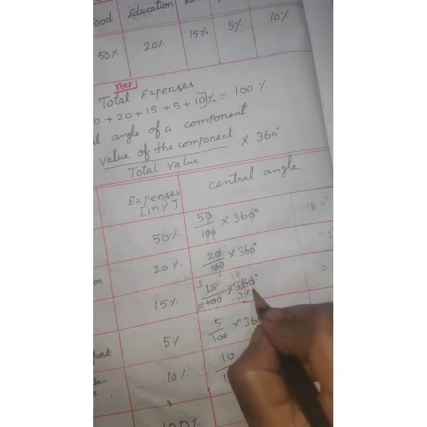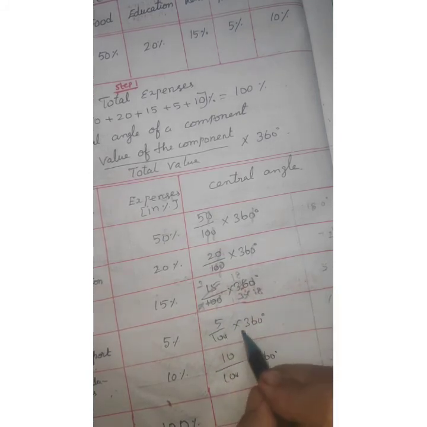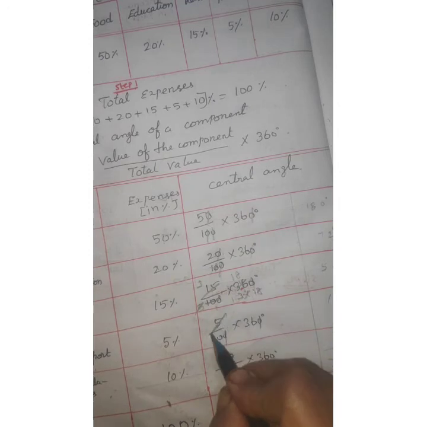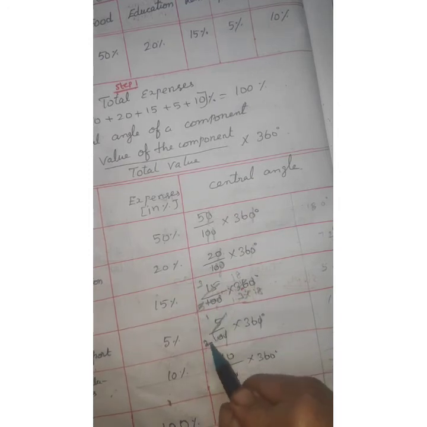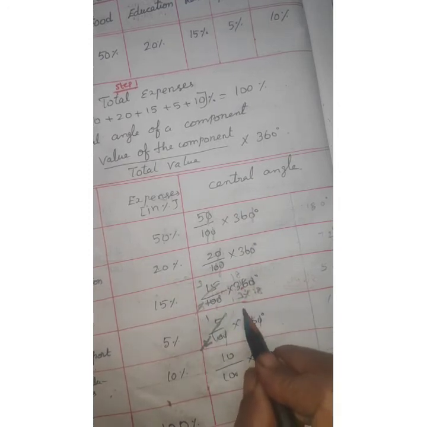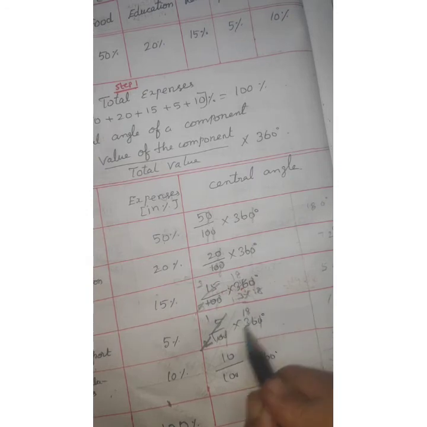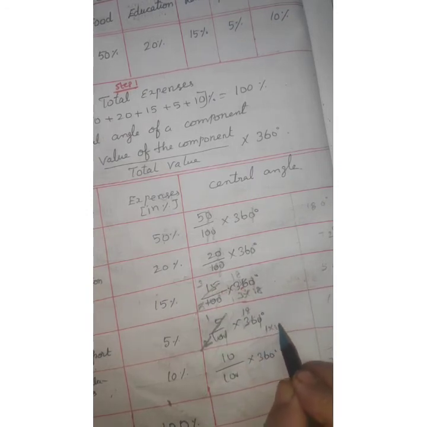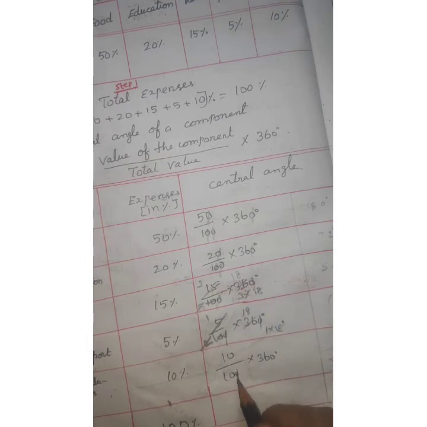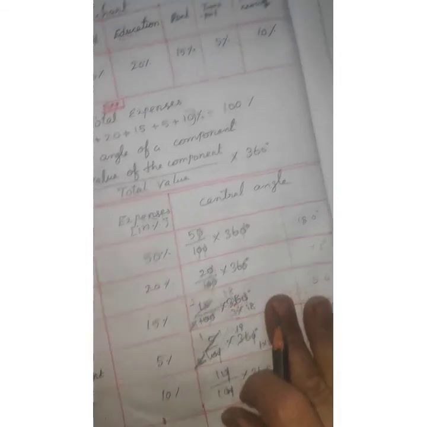3 into 18. Next, 1 0 0 cancel. 1 5 is 5, 2 5s are 10. 1 2 is 2, remaining 1, 8 2s are 16. 1 into 18 equal to 18. 1 into 18. 0 0 0 0. 1 into 36. Next you multiply and write.